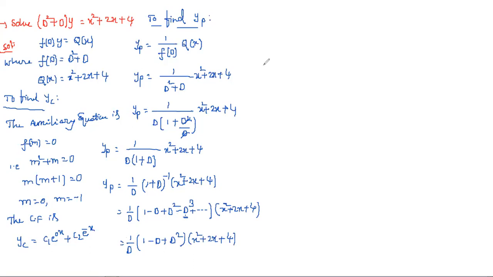And now yp is equal to 1 by D into, you can multiply that one inside: (x² + 2x + 4), 1 into that one, minus D of (x² + 2x + 4). And next one, plus D² into (x² + 2x + 4). Now we have to find the derivatives of this one, right?